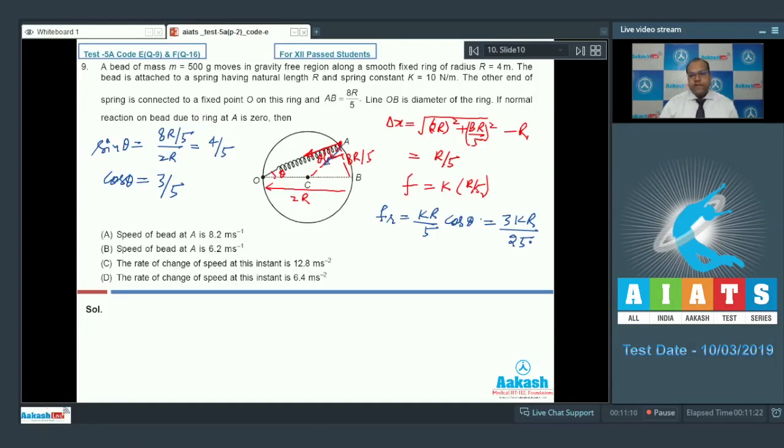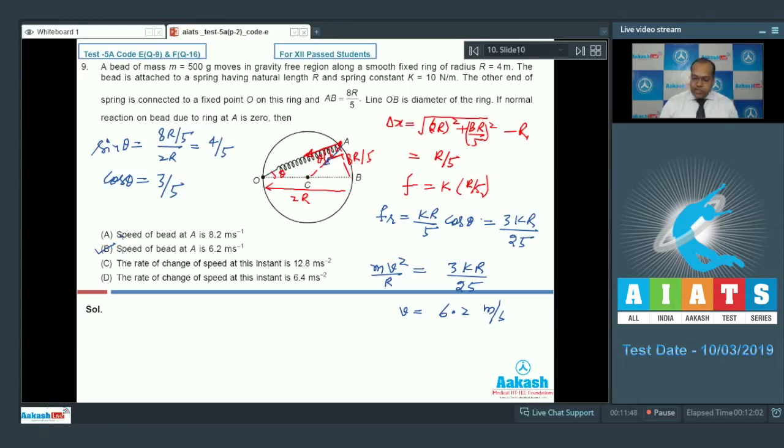Now in the question it is given that the normal reaction on bead due to ring at A is 0. So if V is the speed at this moment, then we can write m into V square by r is equal to radial component of spring force, that is equal to 3kr by 25. So if I solve this equation after substituting the data, the value of V comes out to be 6.2 meter per second. So option B is correct and A is wrong.